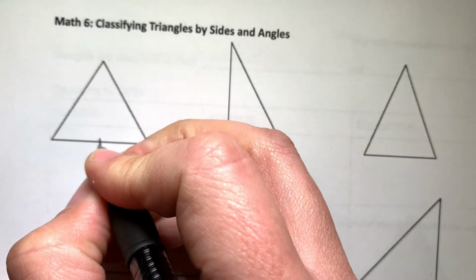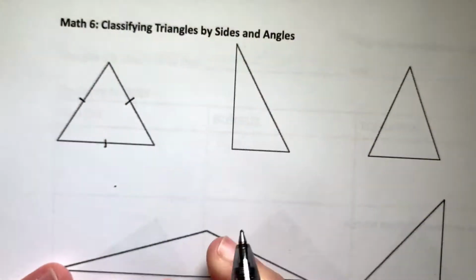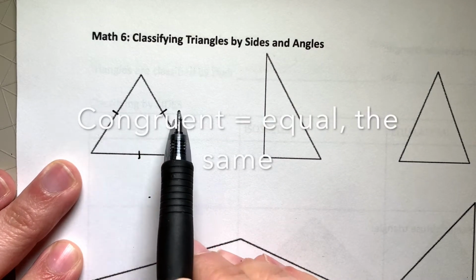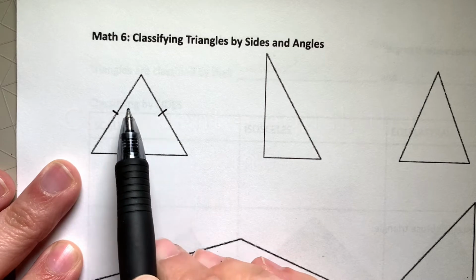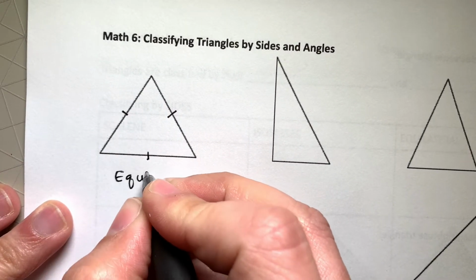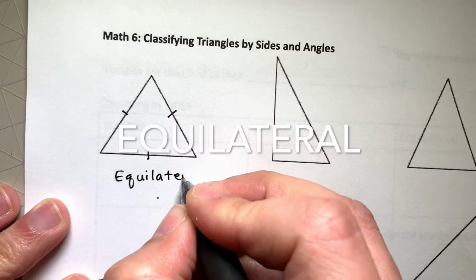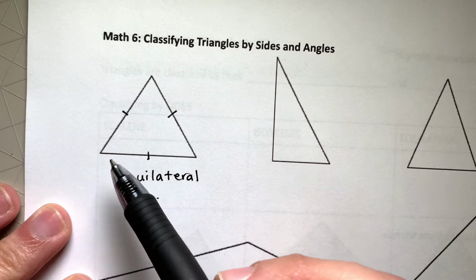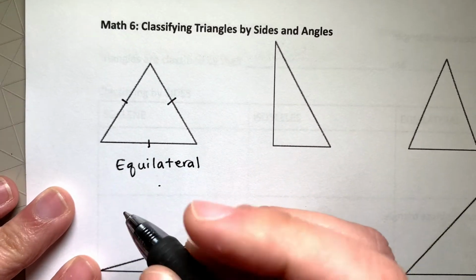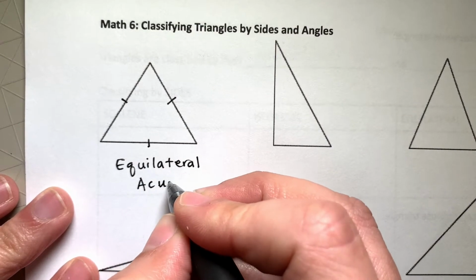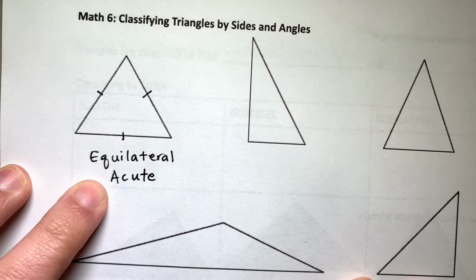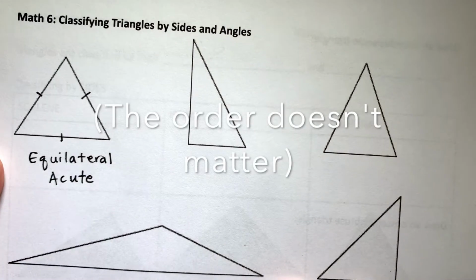And anytime you see these tick marks like that, it means that the sides are congruent. They are the exact same size. So if you have three sides that are the exact same size, the triangle is equilateral. And then just by looking at the angles, all of these angles are less than 90 degrees, which means that if we name it by the angles, it is acute. So this is an equilateral acute or an acute equilateral triangle.